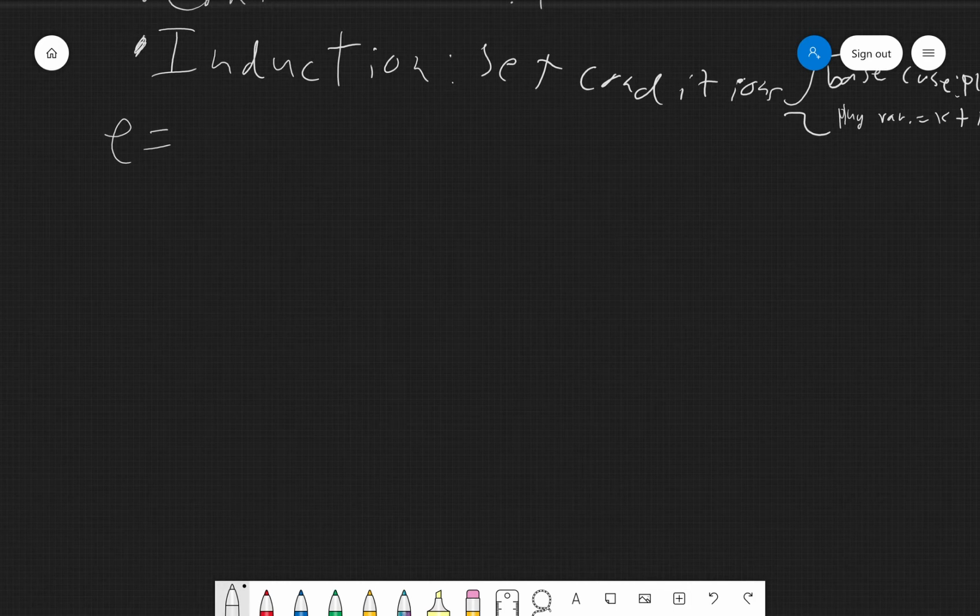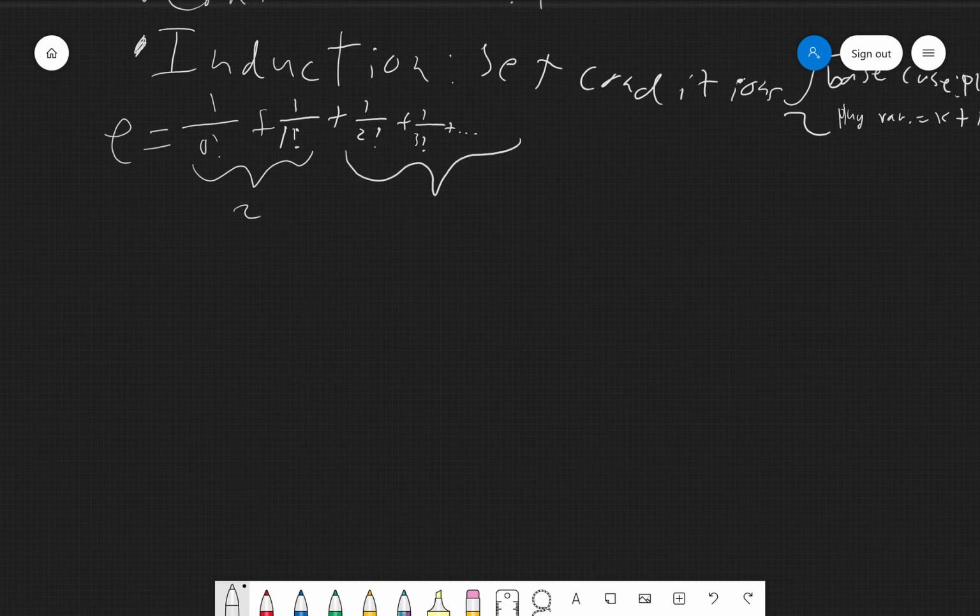So E is equal to 1 over 0 factorial, where 0 factorial is 1, plus 1 over 1 factorial, plus 1 over 2 factorial, plus 1 over 3 factorial, plus dot dot dot. E is approximately 2.71828 and so on. Notice that this is 1 plus 1, which is 2, and then everything else gives the 0.71828 dot dot dot, which is the fraction part.